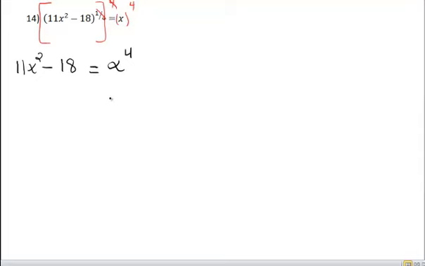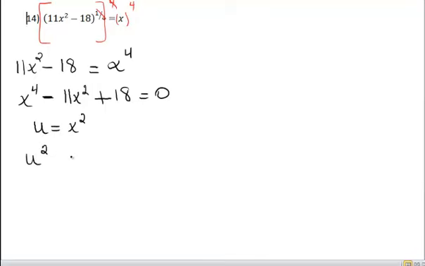Now it almost looks quadratic, so I think what I'll do is subtract 11x squared and add 18 to both sides. So we're going to have x to the 4th minus 11x squared plus 18 is equal to 0. This looks like a quadratic equation, so we're going to say let u equal x squared. Then we'll end up with u squared minus 11u plus 18 equals 0.